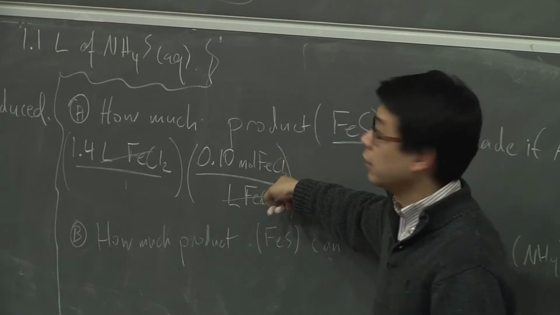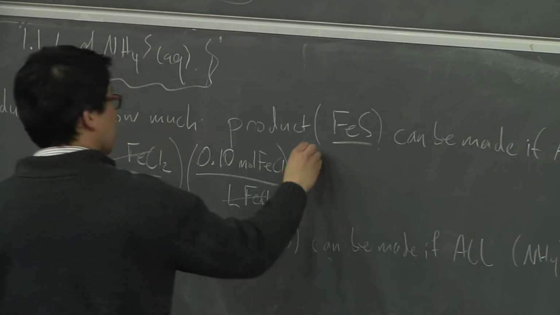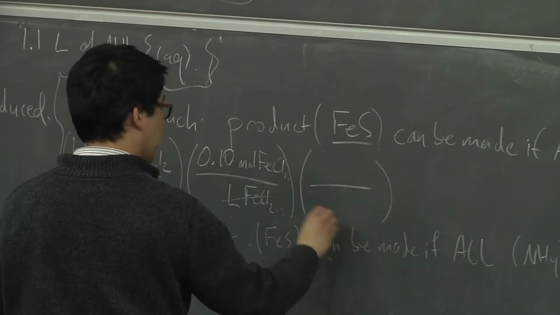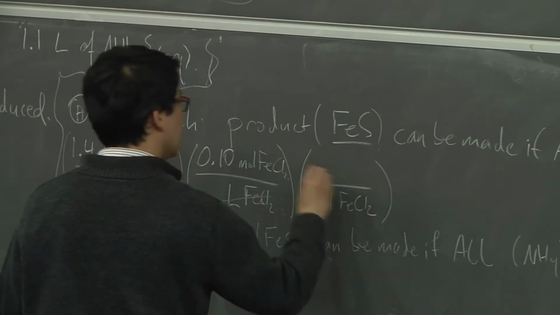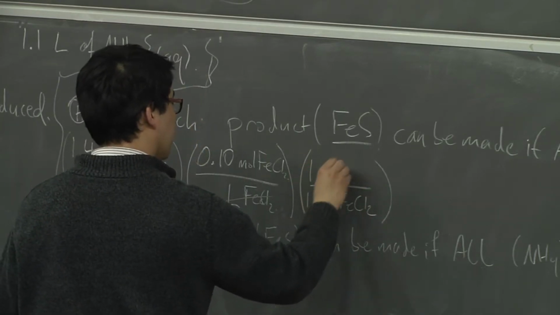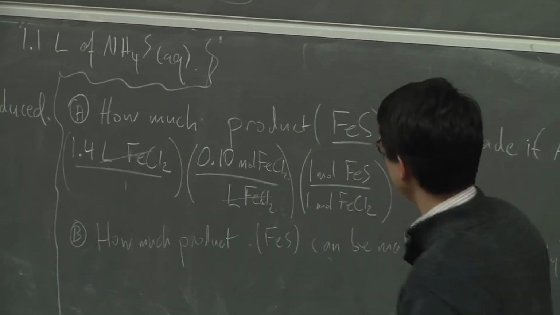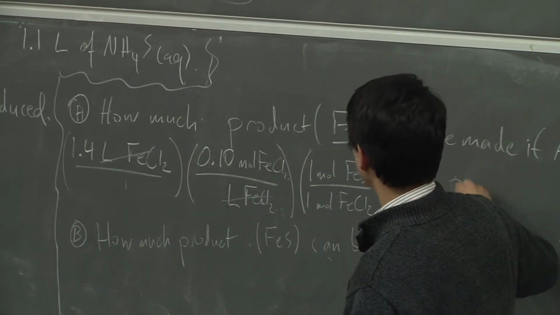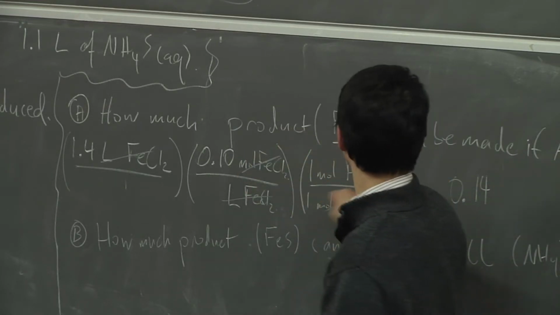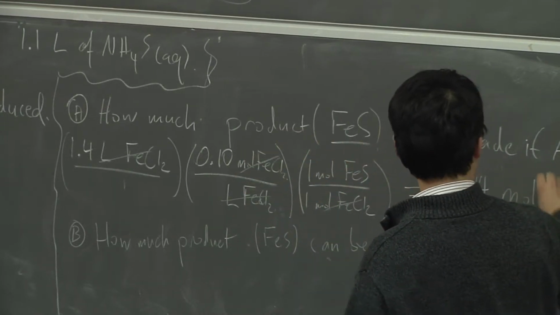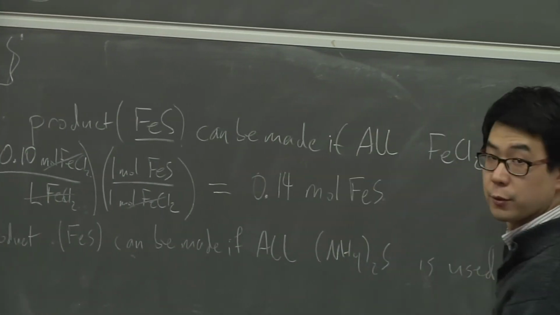In this case, the coefficients are all 1, so the math doesn't really matter, but 1 mole of FeCl2 produces 1 mole of FeS. Right, and that's going to give me 0.14 moles of FeS can be produced, or can be made, if all the FeCl2 is used.